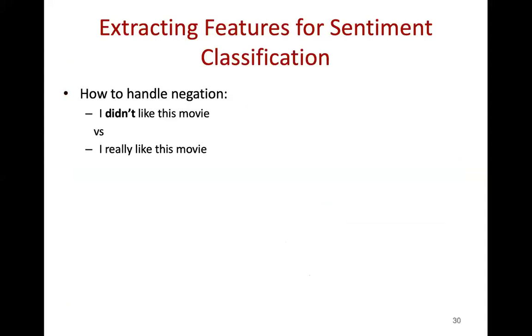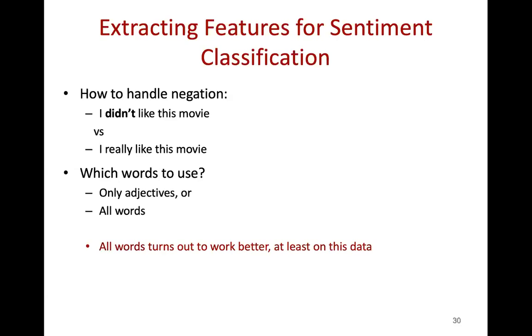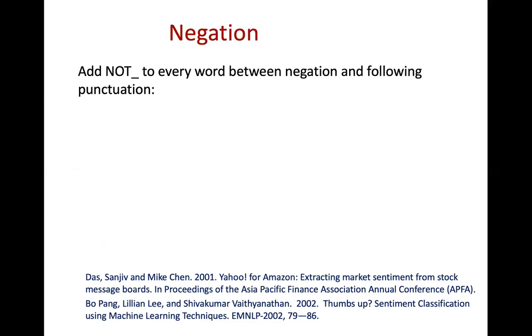So how do we handle negations in sentiment classification? Negation is, of course, "I didn't like this movie" versus "I like this movie." We could also think about which words we want to use to really anchor our classification algorithms, for example, how a particular negation affects the next consecutive word or not. If you use all words, not just particular words, it generally works better in practice, at least on the data.